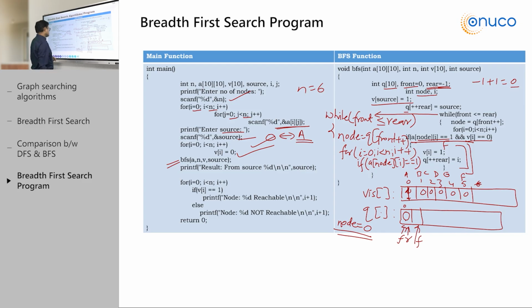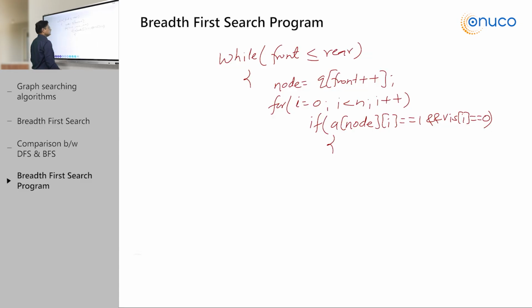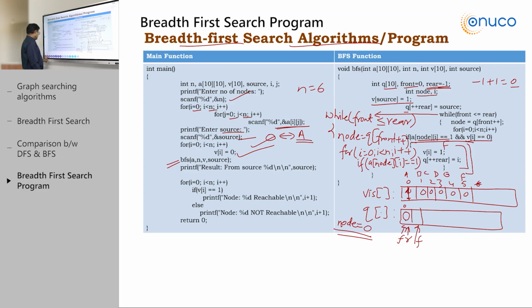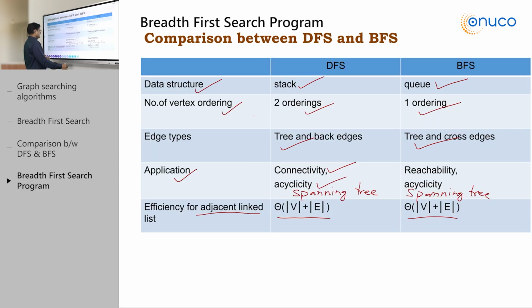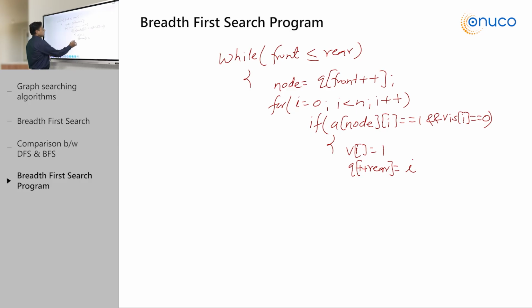Visited of I is equal to 1. Okay, visited of I is equal to 1 and q of rear is equal to I. So we are going to increase the rear pointer: q of plus plus rear is equal to I, right? So these things we are going to repeat again and again in order to complete the task. So why don't I rewrite it again?